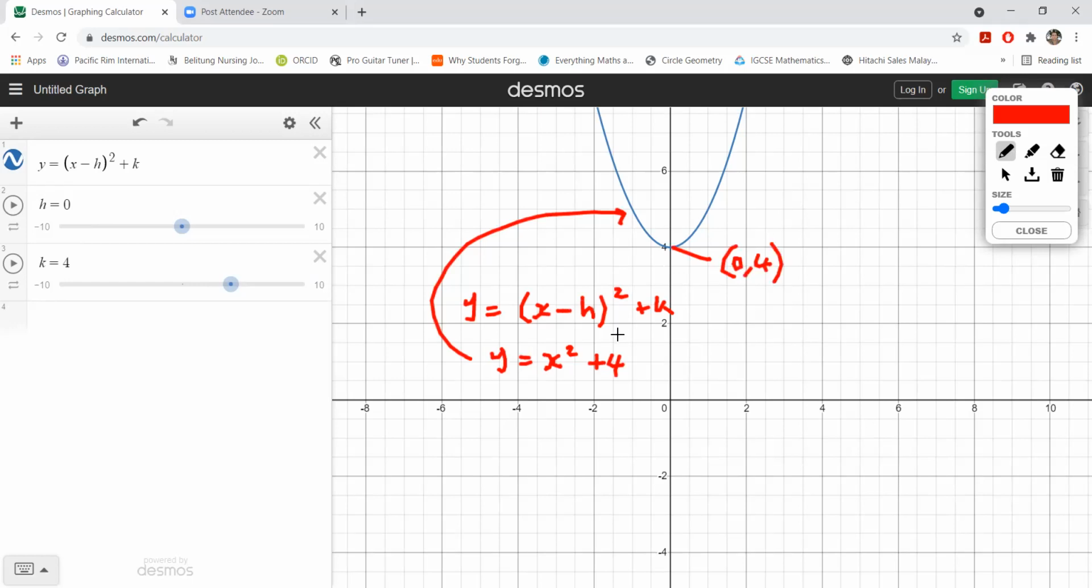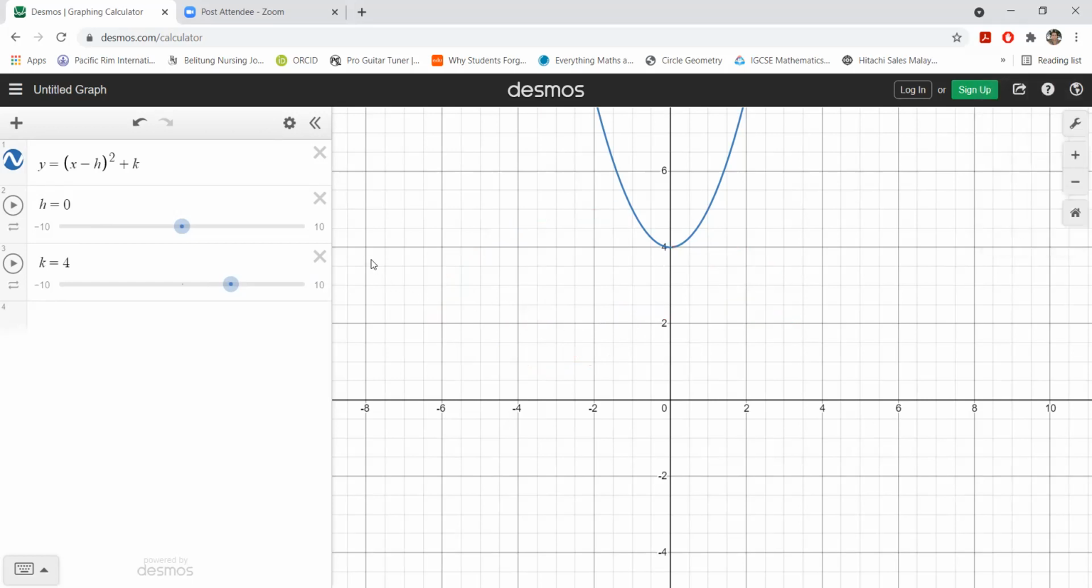That's 0, 4. And this vertex is hk. That's actually the vertex, hk. So h is 0. Okay, it's not there. And k is 4. That's this number. It's probably confusing because unless you're used to this, it's going to take a little while. So basically, k will just move your graph up and down.